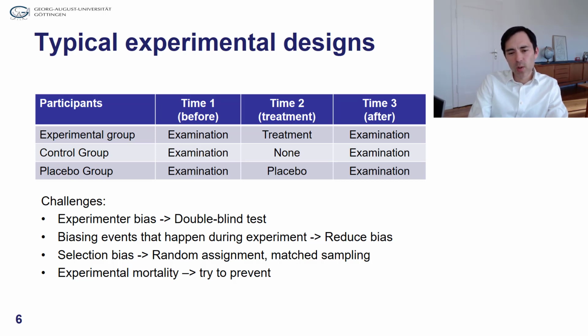For this experiment, we would usually assign participants randomly into these different groups. We don't want a selection bias, and that should ideally be random. A fourth point would be experimental mortality. That would mean from time 1 to time 3, some participants do not participate anymore. They drop out. We don't get their response in time 3 anymore. And then it would be important to try to keep as many people as possible.